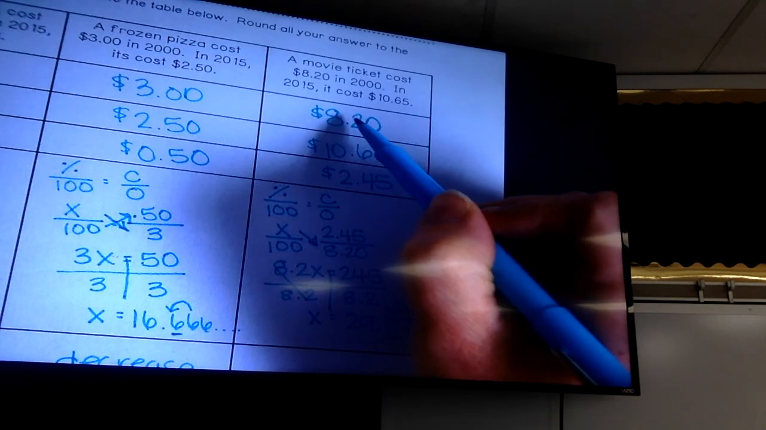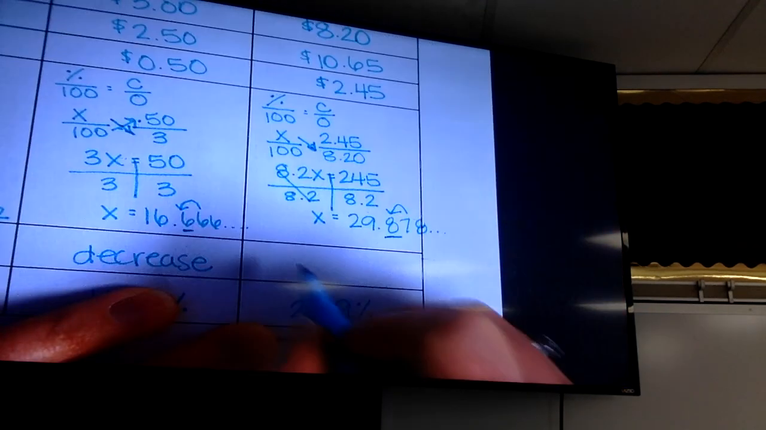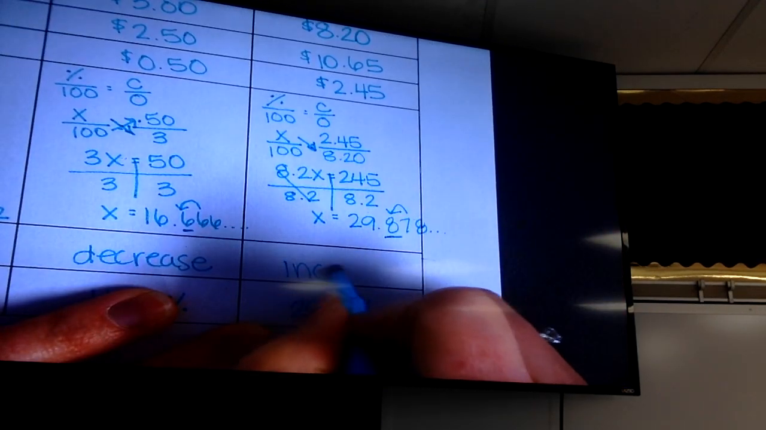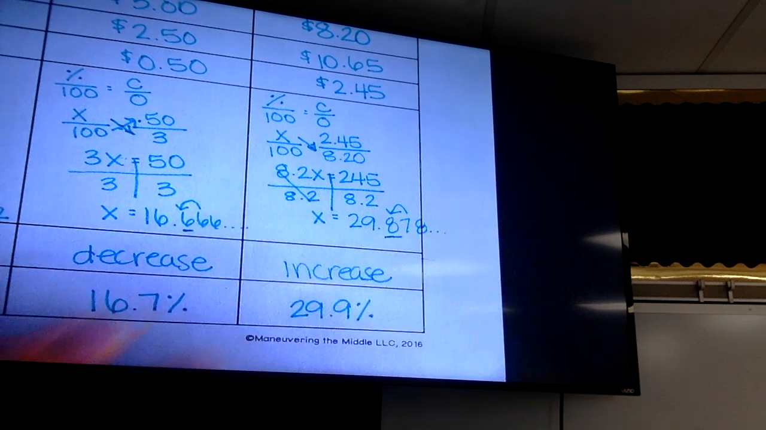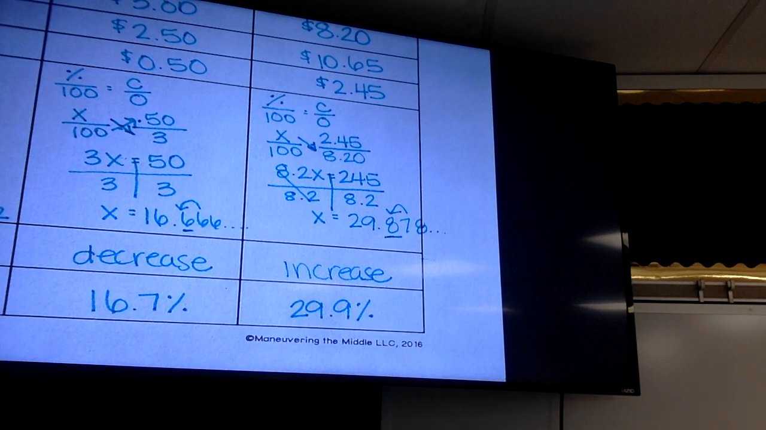When I go back, it's something that has got more expensive, so that is an increase. So that's how we find the percent of change. Okay, how much an item has changed over a period of time.